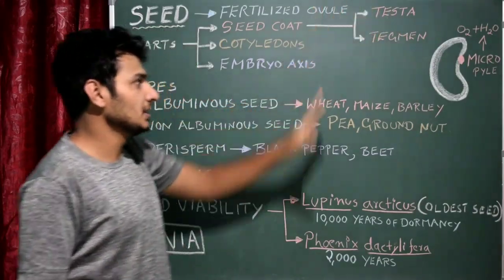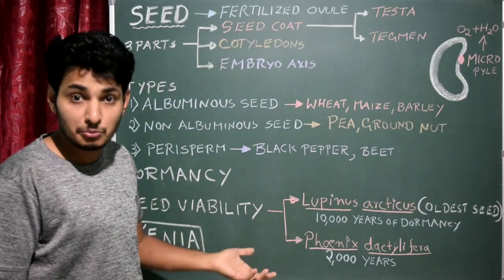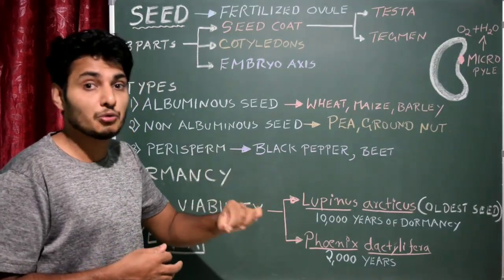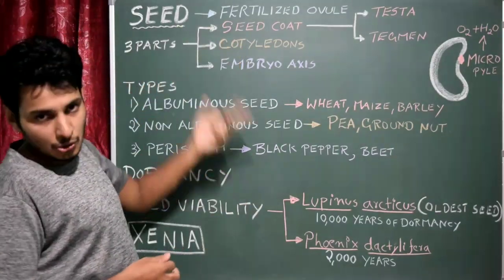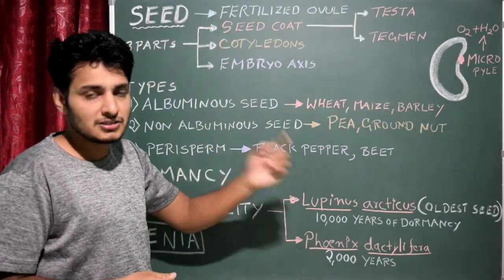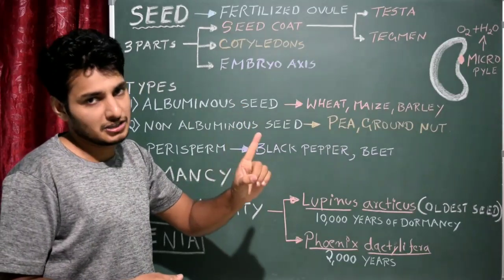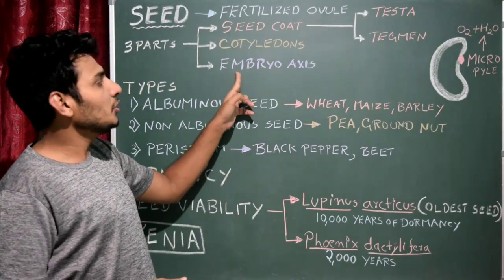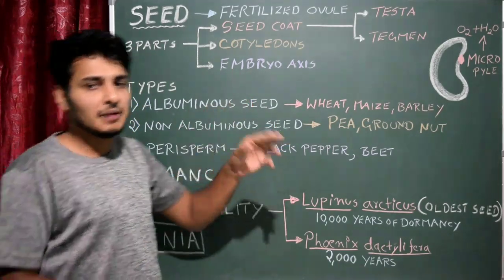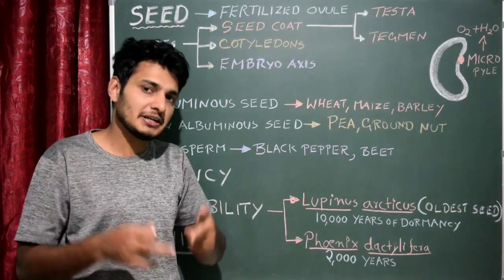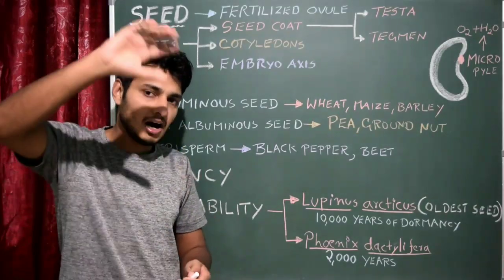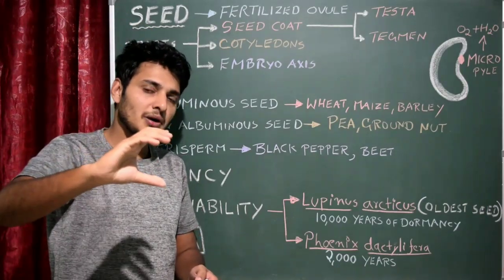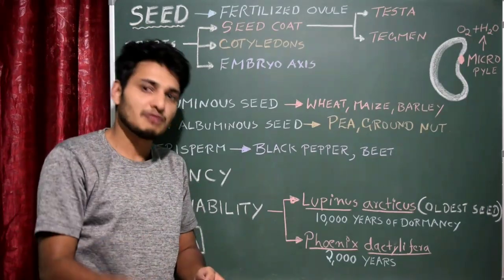Got it? Okay. And what is the function of seed coat? It provides protection to the seed, that is, it protects the embryo within the seed. Cotyledons, you know cotyledons. In monocots only one cotyledon is present. Dicot, two cotyledons, correct? Embryo axis or embryonal axis is normally cylindrical in shape. It consists of two parts. The upper part is called the epicotyl, which forms the shoot, whereas the lower part is called the hypocotyl, which will form the roots.